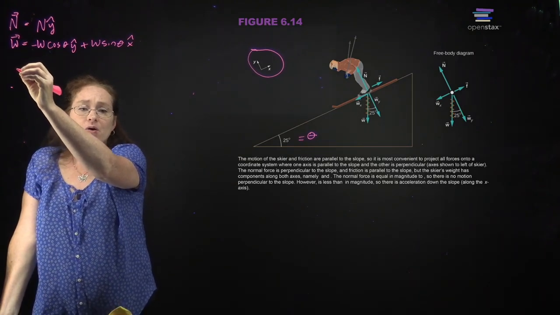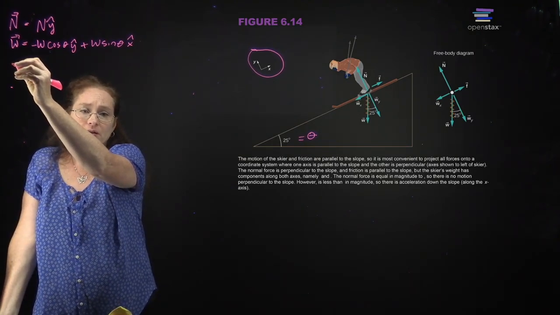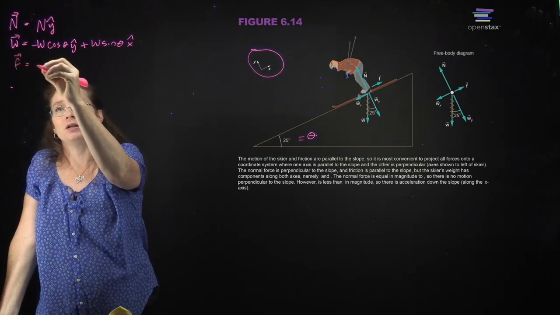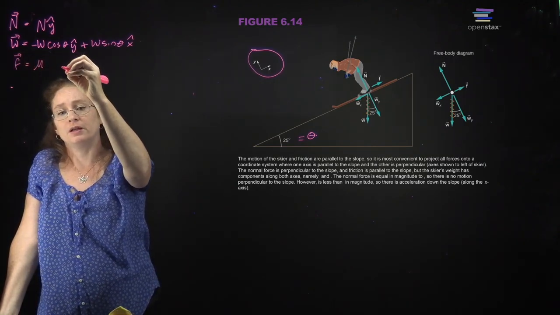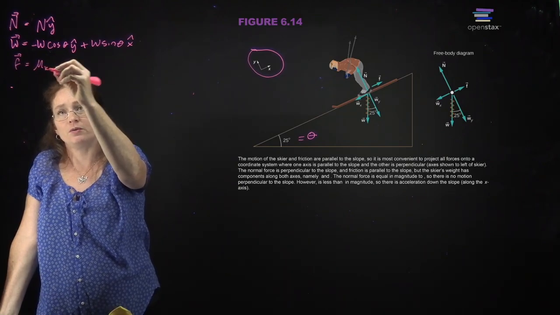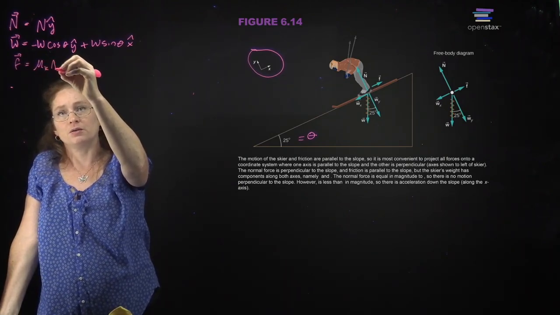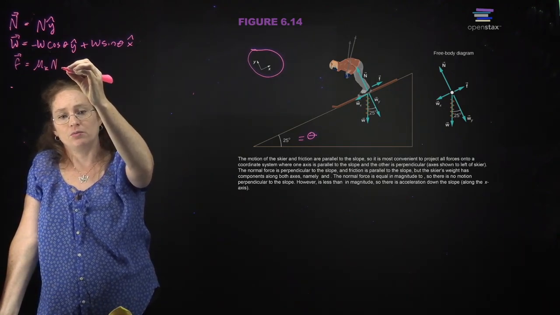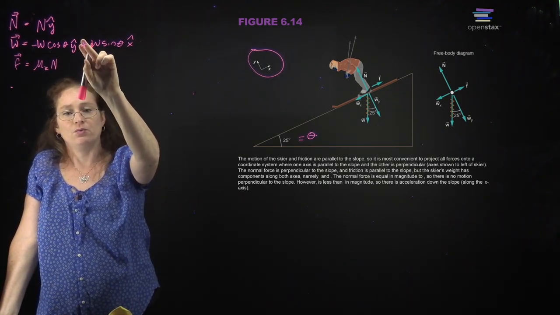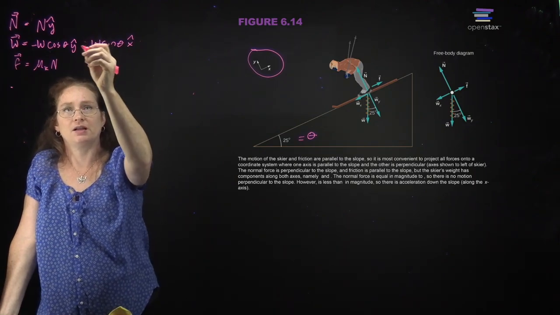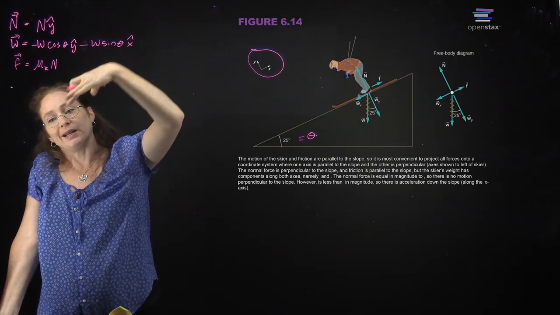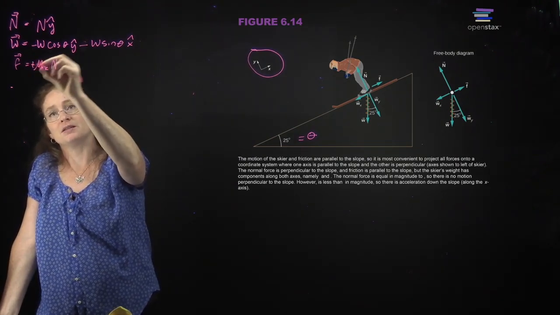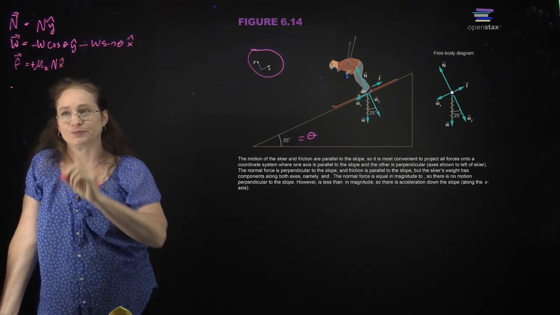All right. Now I have to have friction. Friction is going to equal mu, and this is kinetic because we're moving, mu k times the normal force. Here, my weight was actually also acting in the negative x direction. I am going down the ramp, so friction is going to be in the positive x hat direction.